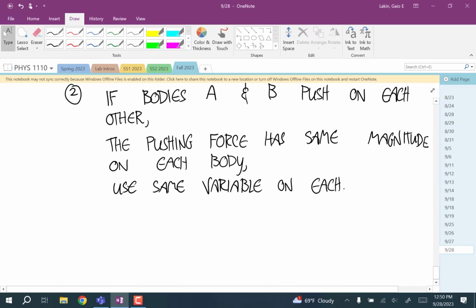This is actually our first glimpse at an important law of Newton's. Anybody remember what that is from high school physics or anything like that? This is our first glimpse at Newton's third law.